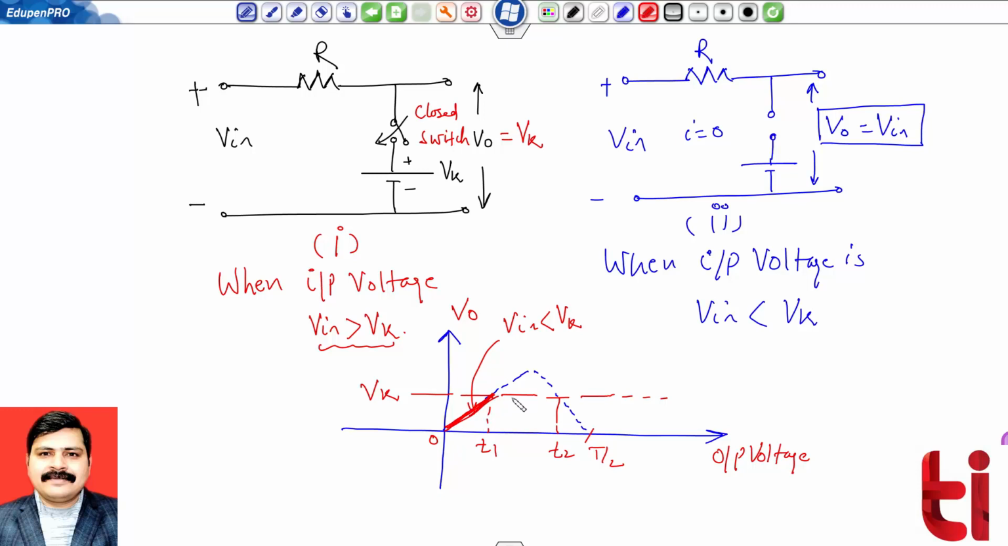And between T1 to T2, in this situation, and in fact this is valid for this also, Vin is greater than Vk. So this is my output voltage waveform. In fact, I'm doing the shading so that it will be clear. So this is my output voltage.